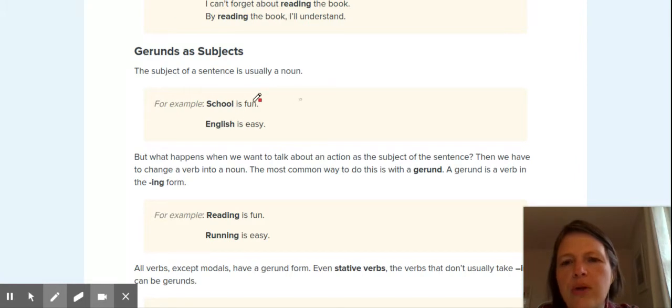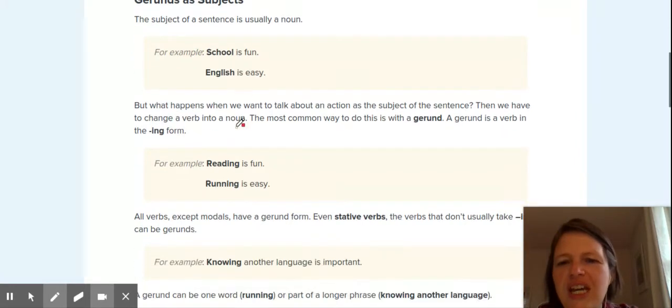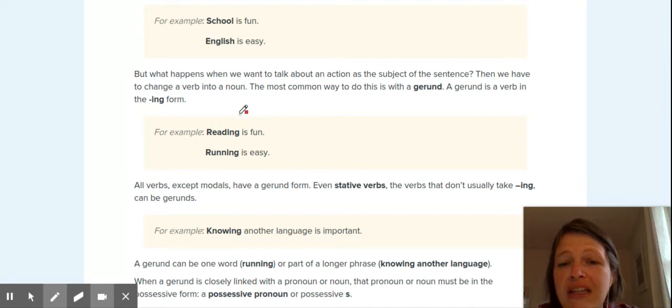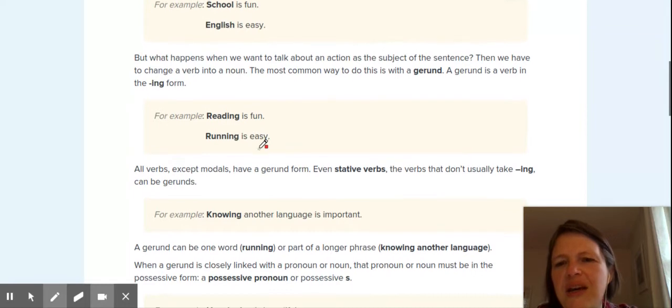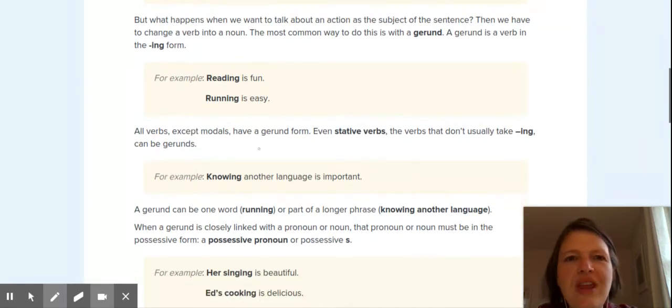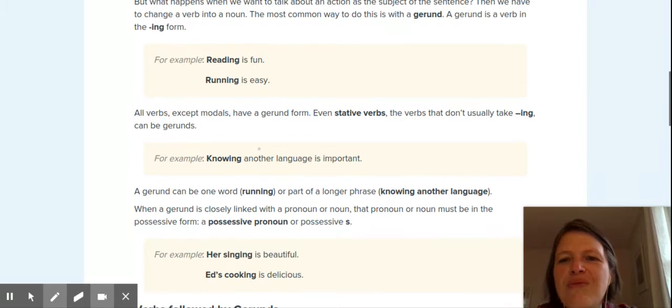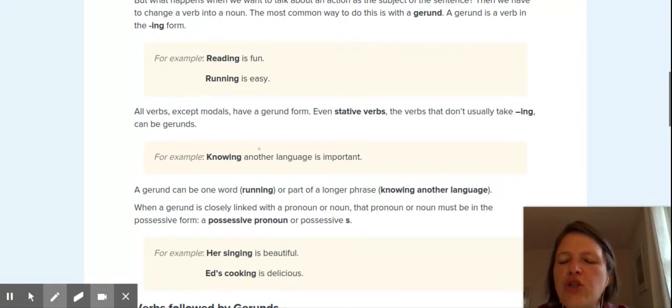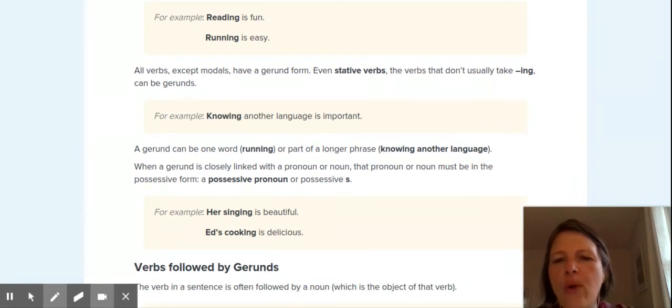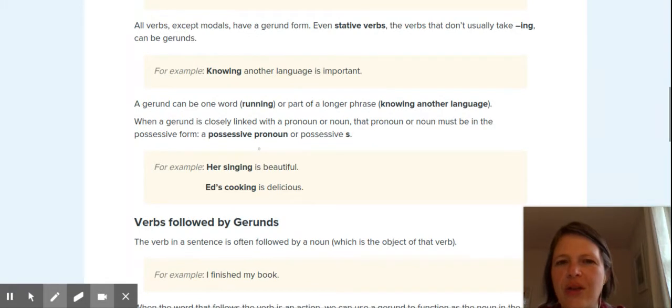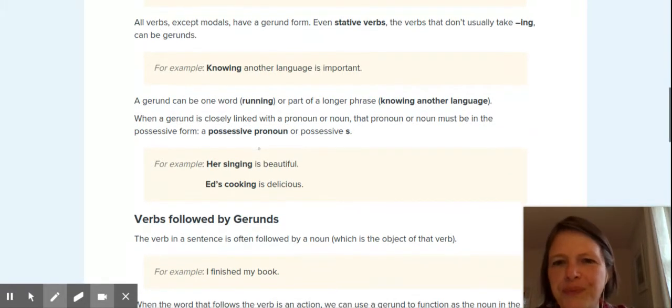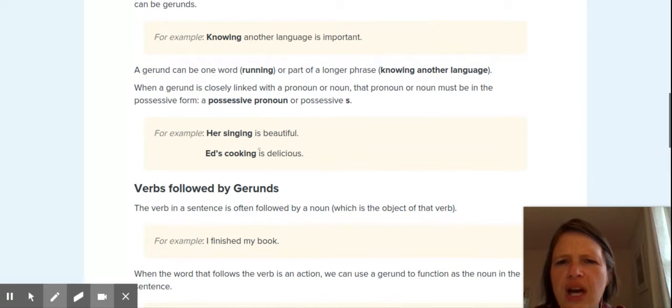So a gerund can be a subject. You could use something simple like school is fun or English is easy. But you could also make a gerund and say reading is fun, running is easy. And so that's the most common way that we use gerunds in English. All verbs, except modal verbs, which are those should verbs, have a gerund form. For example, you could say knowing another language is important rather than to know another language is important.